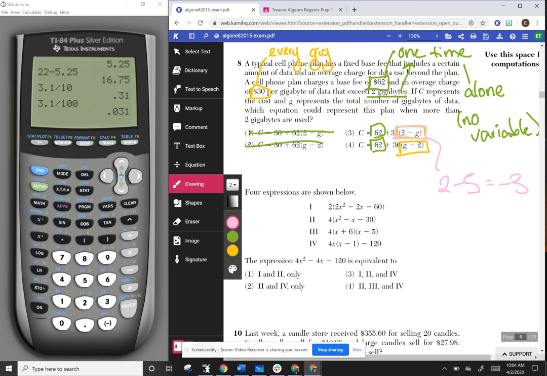And does it really make sense to charge somebody for a negative amount of gigs? No, not quite. So we need to make sure we're charging them for the positive amount, which in this case would be like 5 minus 2. That would give you 3, which you would then multiply by 30 and add on to the 62. So our answer choice here is 4.